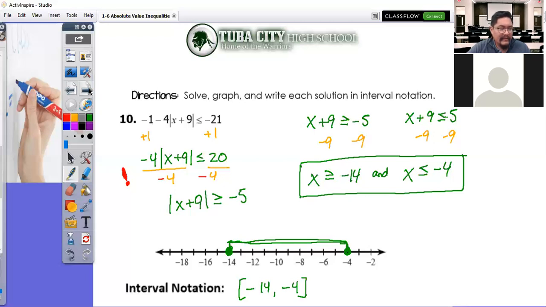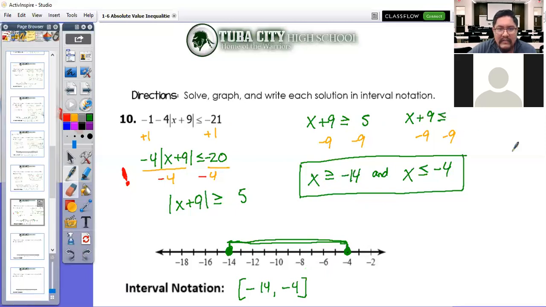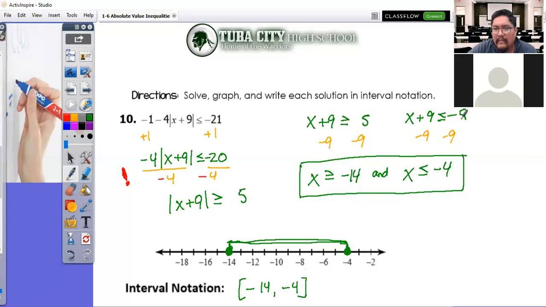Wait a minute. Something's not right about this one. Oh man, you know what? There's a negative missing here, which would actually make this one positive. 5 here, and I would change this one and change this one here. The numbers would still be the same actually.